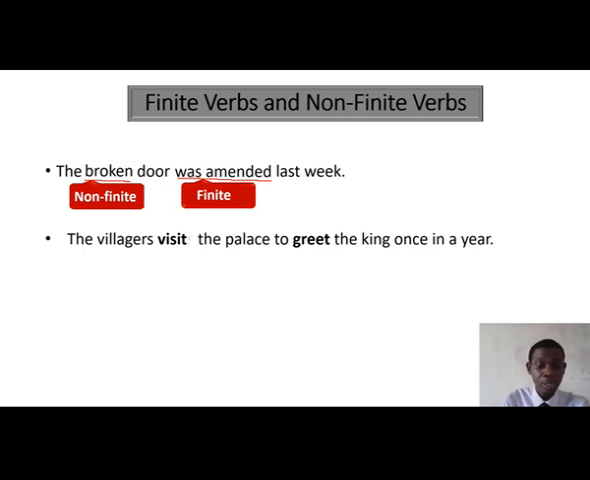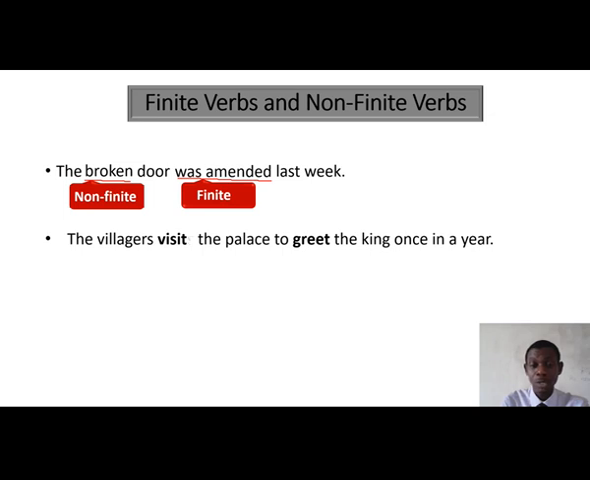So the villagers visit the palace to greet the king once in a year. The villagers visit the palace to greet the king once in a year. We have visit and we have greet. It's in the present tense. So let's take it into past tense now. The villagers visited. Can you see? Visited changed. Visited shows it is a finite verb.